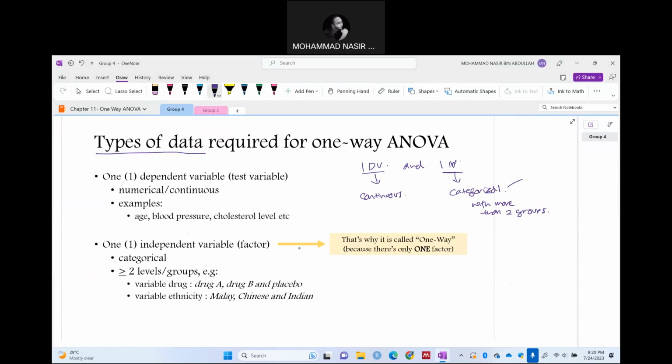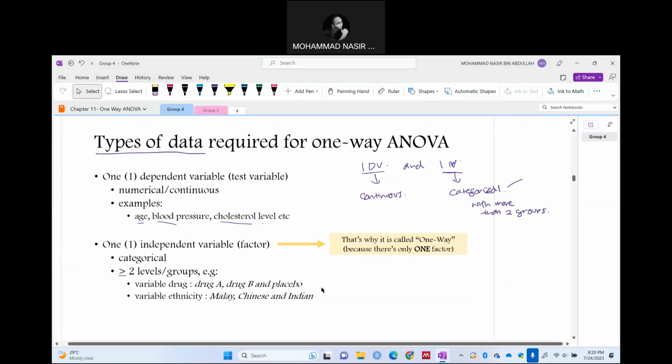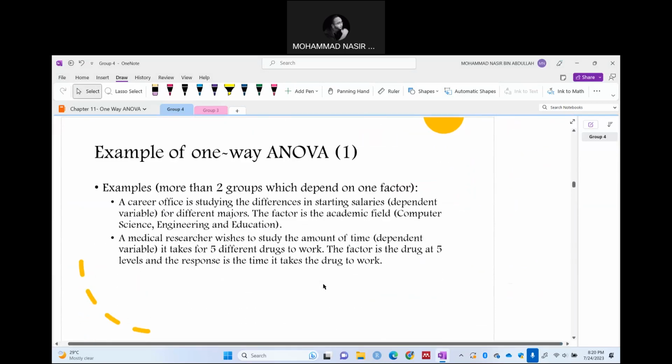But in this case, we have more than two groups, right? So we want to find the difference between these groups, right? So this is an example. Dependent variables should be numerical, such as age, blood pressure, cholesterol level, right? Should be numerical. And this is a categorical independent variable, either group, drug A, drug B, and placebo, Malay, Chinese, Indian. We want to compare the blood pressure among Chinese, Malay, Indian. Is there any difference of the blood pressure between these three ethnic groups? Right? So that is an example of one-way ANOVA.